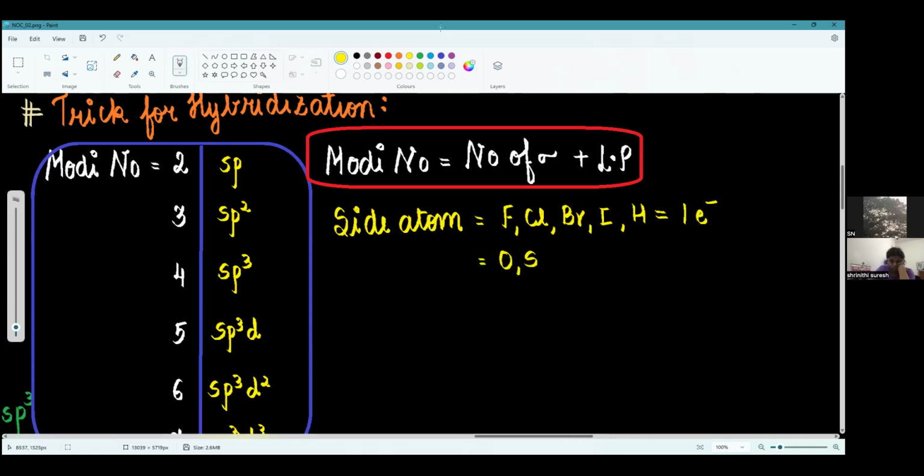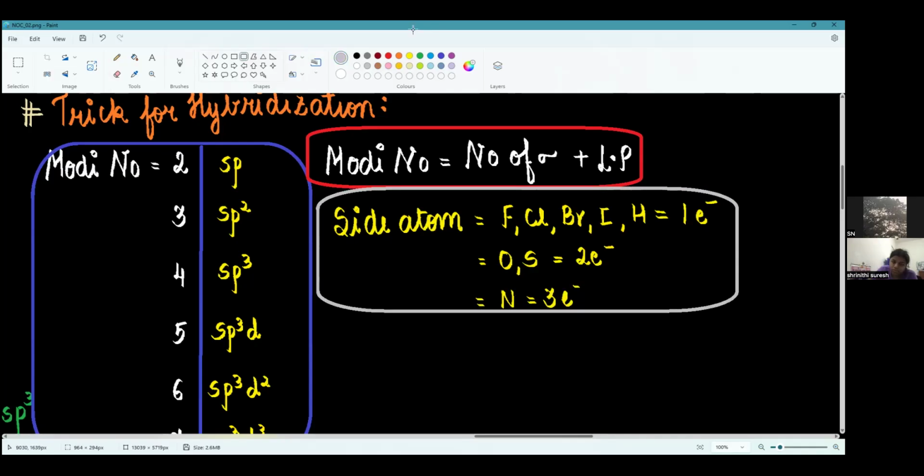Then if the side atom is oxygen or sulfur, they are going to share how many electrons? 2 electrons. If the side atom is nitrogen, then it is going to share how many electrons? 3 electrons. You need to remember this, who the side atoms are and how many electrons they are going to share. Can you remember this? Yes. With practice, you will.